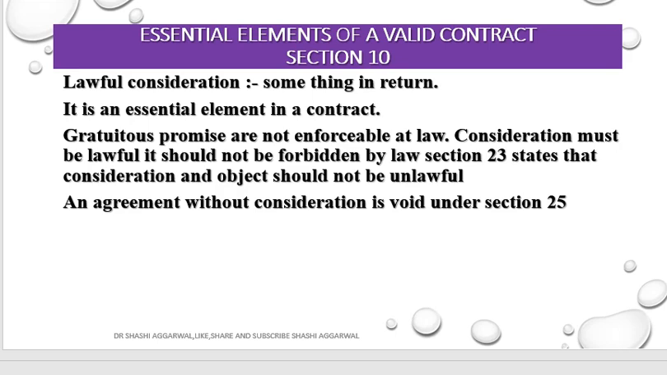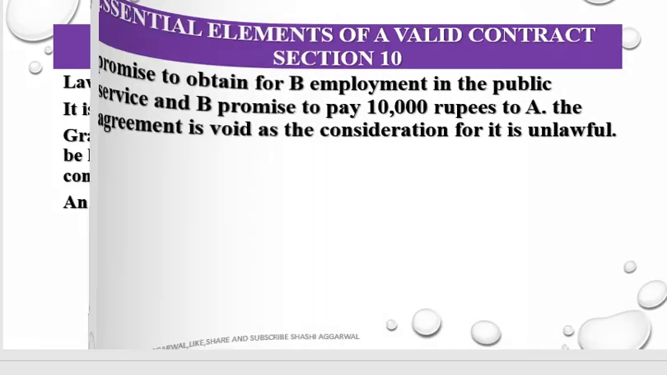Consideration must be lawful. It should not be forbidden by law. Section 23 states that the consideration and the object should not be unlawful. An agreement without consideration is void under Section 25. There are certain exceptions which we will cover in the chapter on consideration.